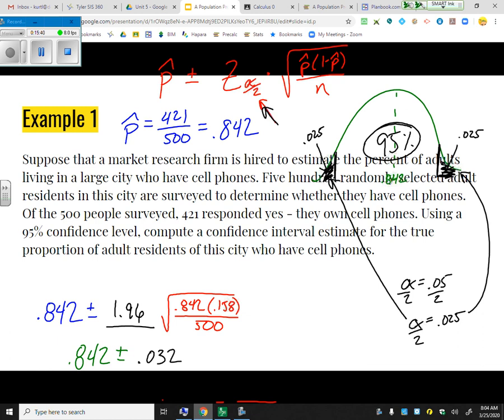Okay, and so my confidence interval is going to be 0.842 plus or minus this. So let's do 0.842 minus 0.032. So 0.081. And then I'm going to do 0.842 plus this confidence interval. 0.842 plus 0.032.